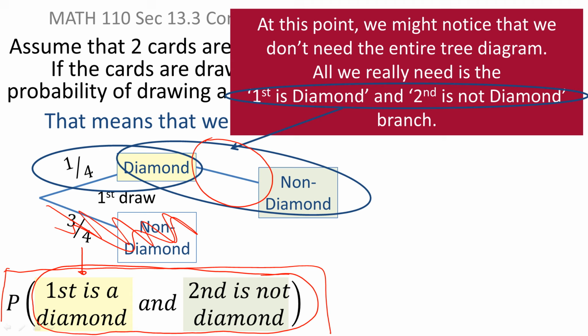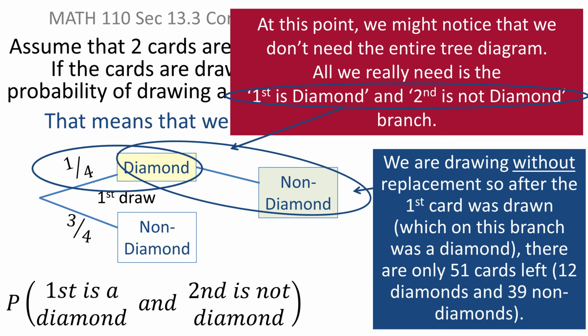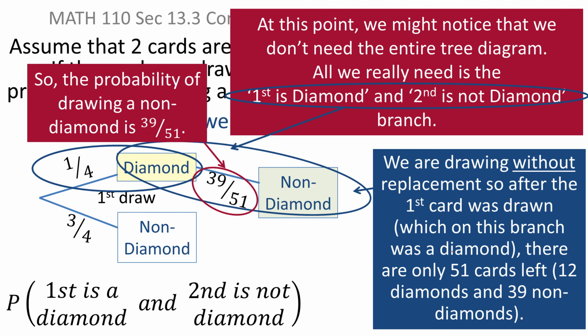That's the probability of drawing a non-diamond after having already drawn a diamond. Well, that's easy enough, because after the first card was drawn, there are only 51 cards left in the deck. There were 52 cards, one was drawn, that leaves just 51. And we also know that the first card drawn on this branch was a diamond. So all 39 non-diamonds are still in play, but you're only drawing from 51 cards. So the probability of drawing a non-diamond after a diamond has already been drawn is 39 over 51.